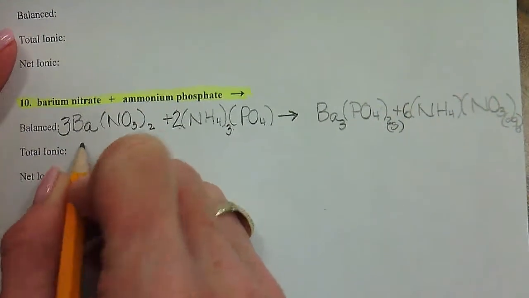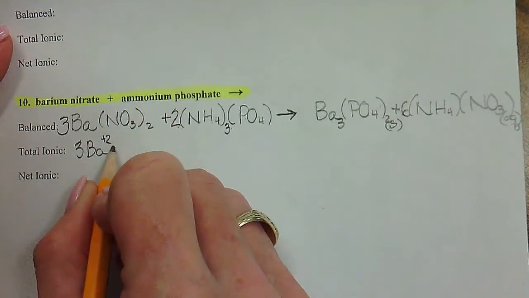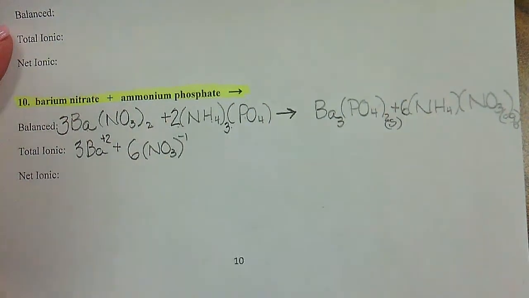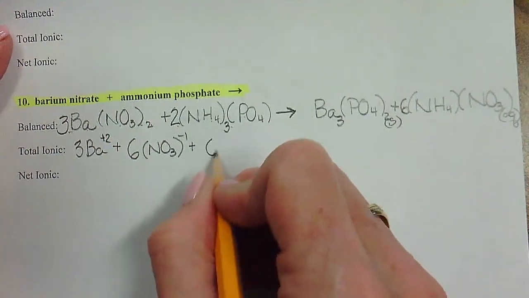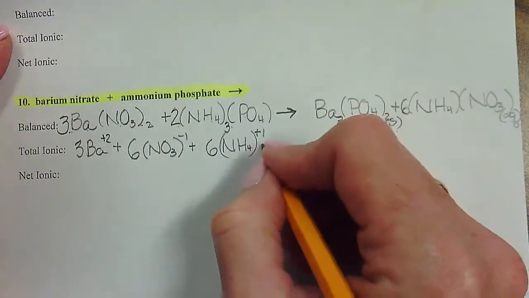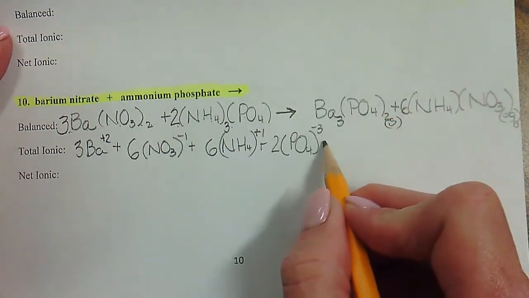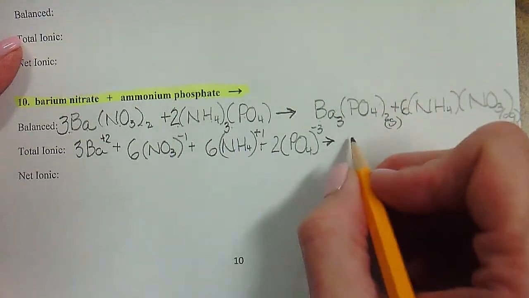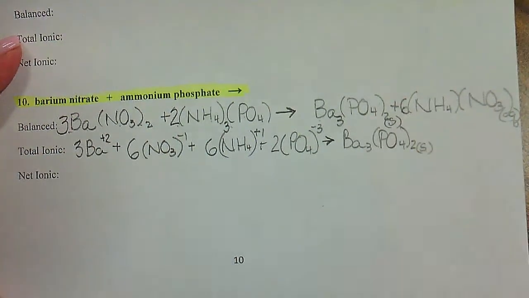So my total ionic equation, there's 3 bariums with a plus 2 charge, plus 6 nitrates with a minus 1 charge. 3 times 2 gives me 6 of those. Plus 6 ammoniums, 6 NH4s with a plus 1 charge, and 2 phosphates, 2 PO4s with a -3 charge. Might end up running out of room. Let's see if I can do this. Okay, that's my solid product, so that does not get broken up. Ba3(PO4)2 stays as a single solid compound there together.